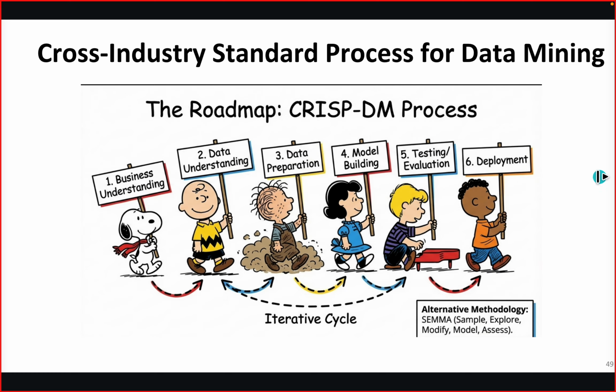Okay. This is just a review, right? In the first section, we already went through the process called CRISP-DM, cross-industry standard process for data mining. Six steps: understand business, understand data, data preparation or data cleaning, data transformation, model building, testing, evaluation of the model, and deployment.